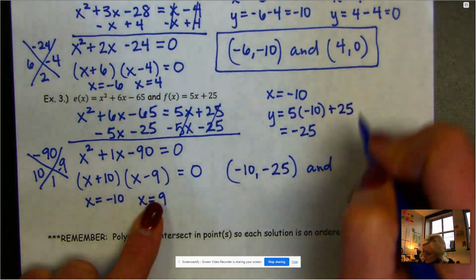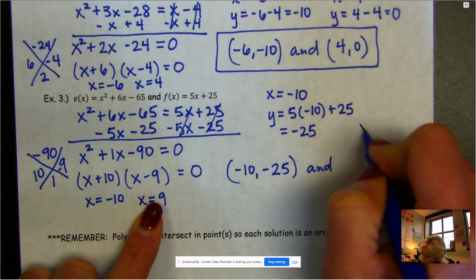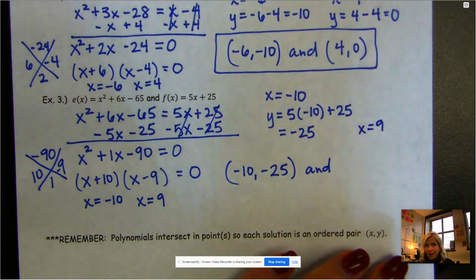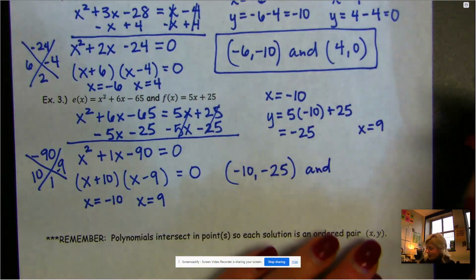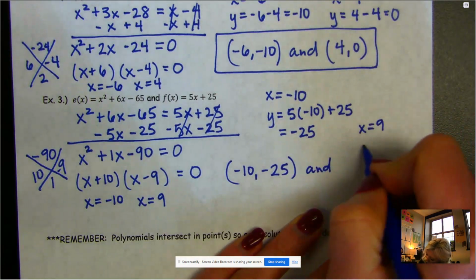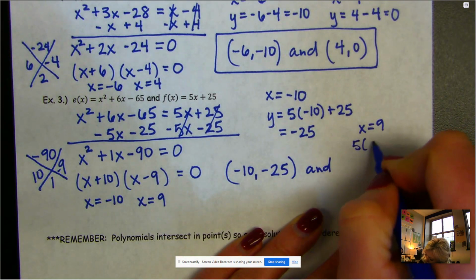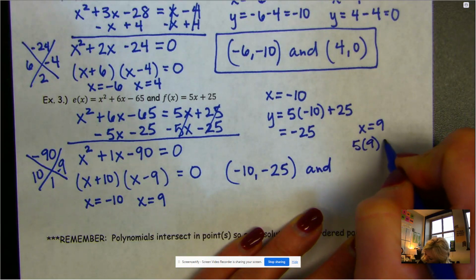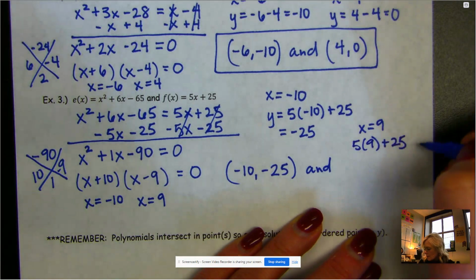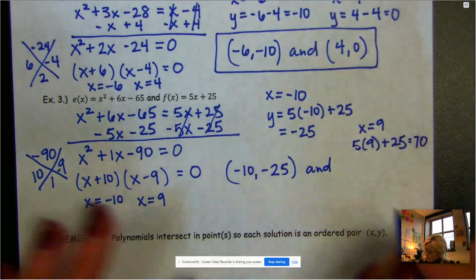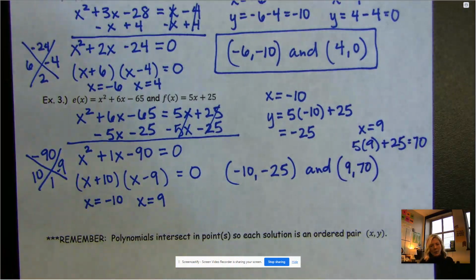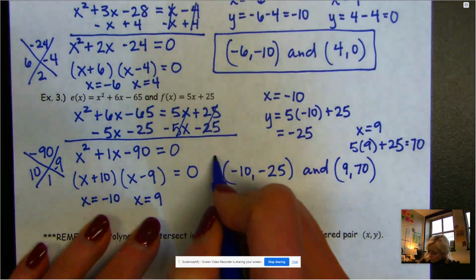And the other one comes from x equals 9. I have to hurry because class is just about out. From x equals 9, I'm going to plug it in. So 5 times 9, which is 45, and then add the 25. 45 plus 25 is 70. So 9, 70 is the other point of intersection.